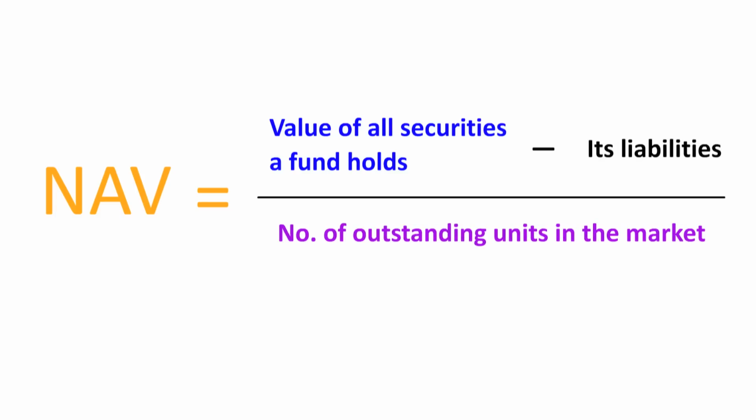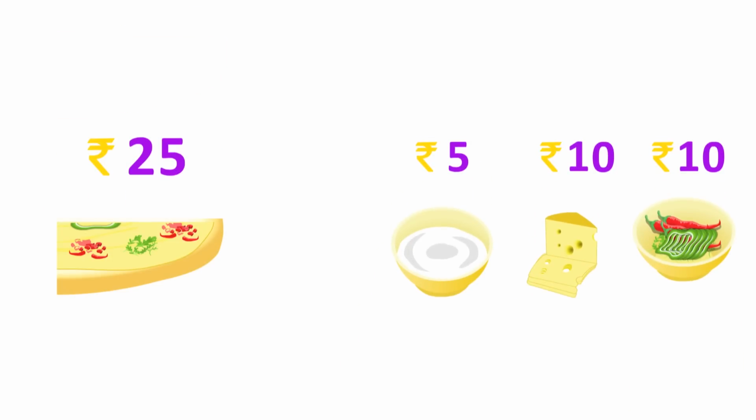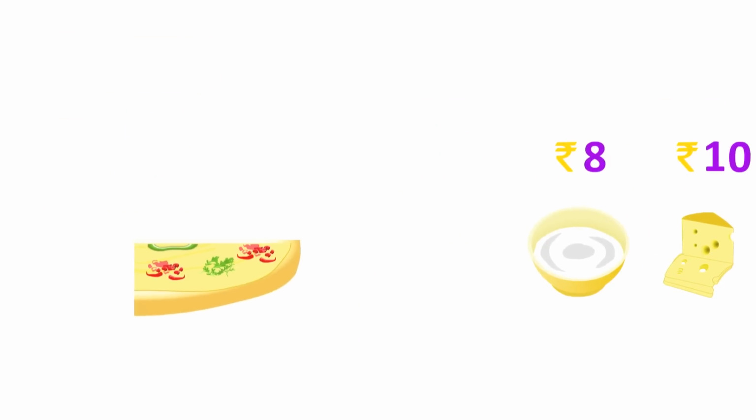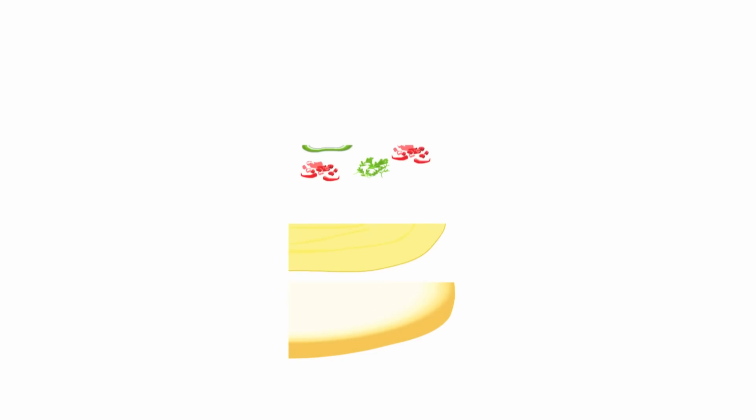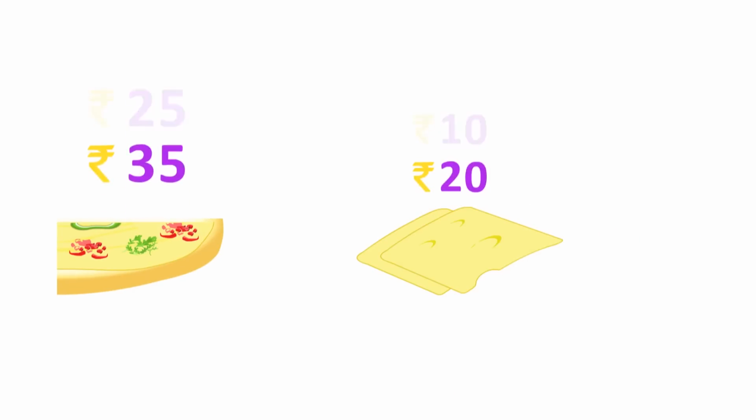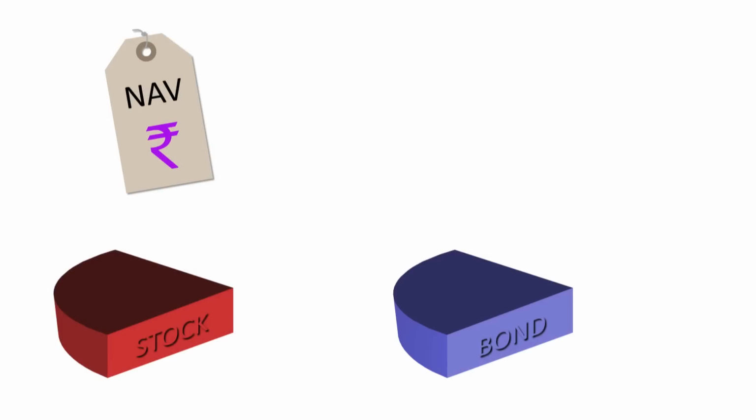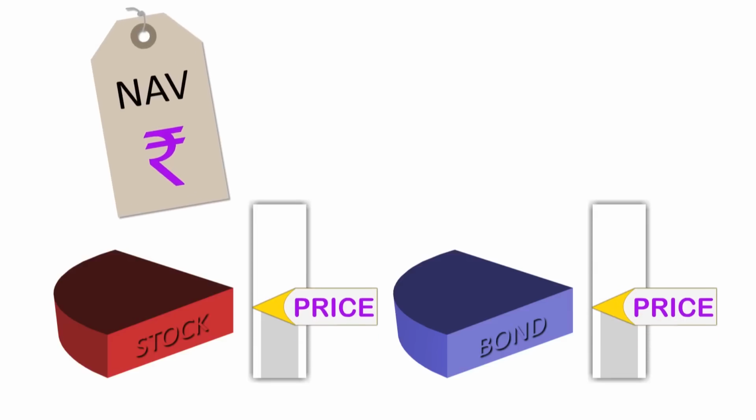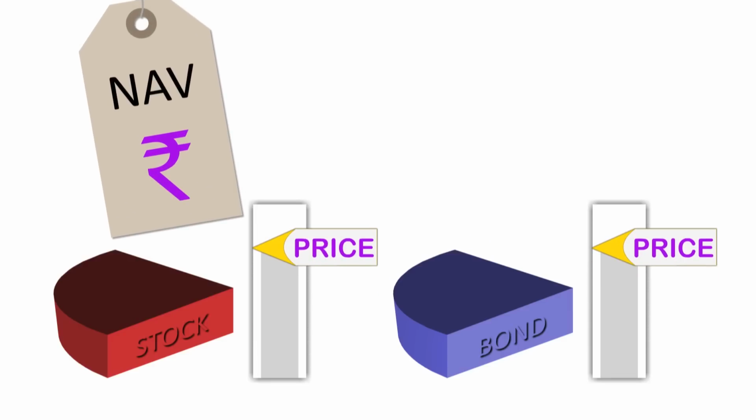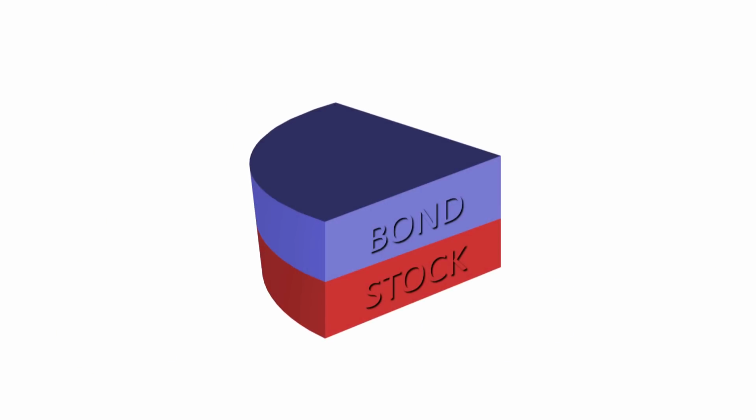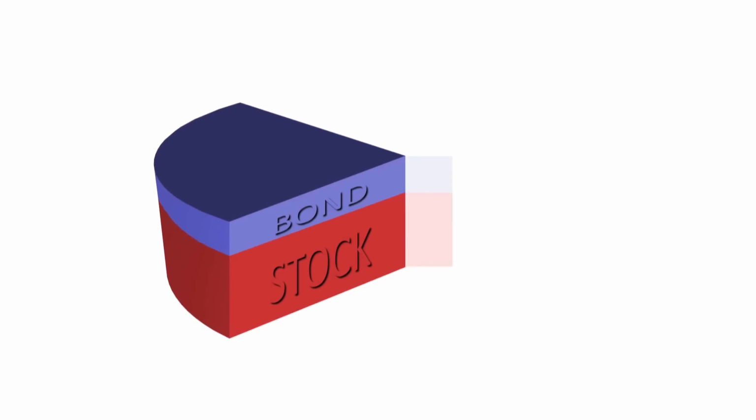The price of a pizza slice may change if the prices of its ingredients change. The proportions of each ingredient in the pizza also affect its price. For example, some pizzas contain more cheese than others and are therefore affected more by changes in the price of cheese. Similarly, the NAV of a mutual fund is affected by changes in the prices of the instruments it has invested in and the shares of the various instruments in the fund's portfolio.